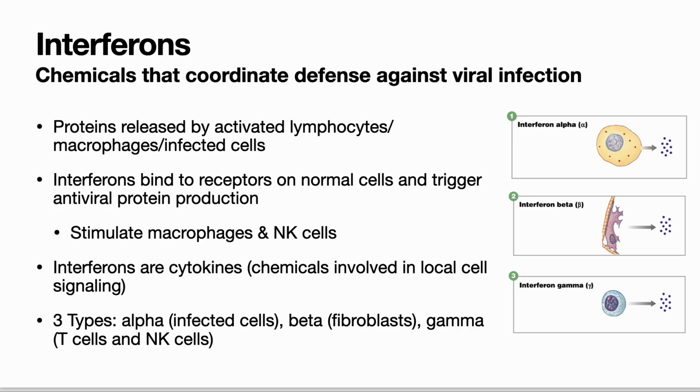And then the last type is interferon gamma. That's going to be secreted by T cells, and we'll learn more about T cells when we talk about adaptive immunity. It's also going to be released by NK cells, and in both cases, that gamma will activate and stimulate the activity of macrophages. So again, think about the big description here. Interferons are chemicals that coordinate defense against viral infection. So they work in a few different ways, but the goal for all of that is to help prevent and reduce viral infection.